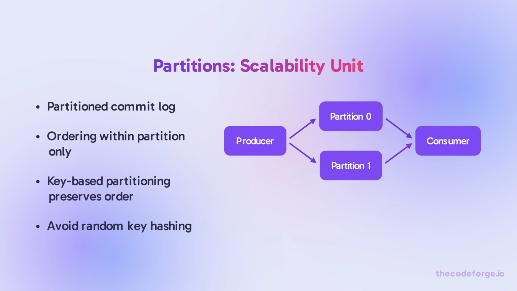A distributed message queue is a partitioned commit log. Each partition is an ordered, immutable sequence of messages. Producers append to partitions, consumers read from them. Partitions live on different brokers, giving horizontal scaling. Ordering is only guaranteed within a partition. Use key-based partitioning to preserve order per entity.